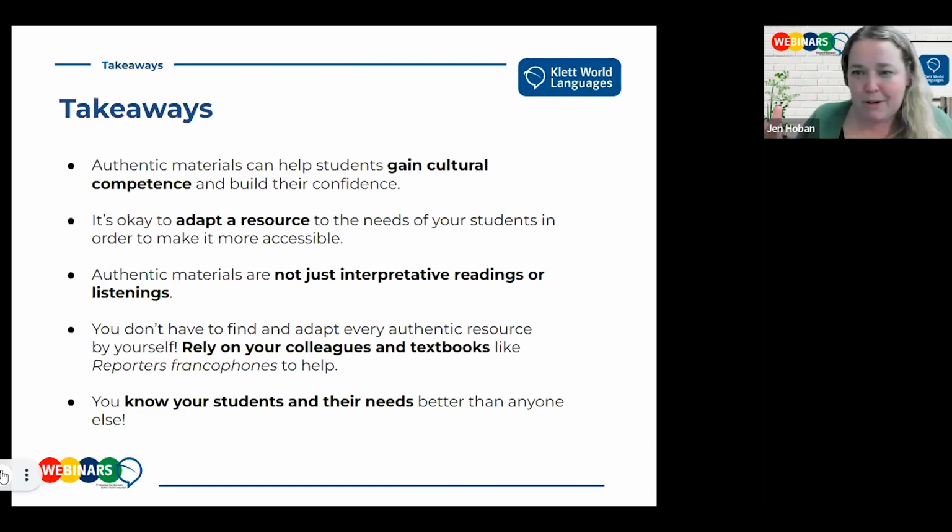And the big thing we want you to know is feel free to make that adaptation. If it's there, it's close, make it work for your students. It's okay. And you're not doing anything wrong. You're teaching your students. And that's the whole point, right? Is growing with language and growing with a culture.